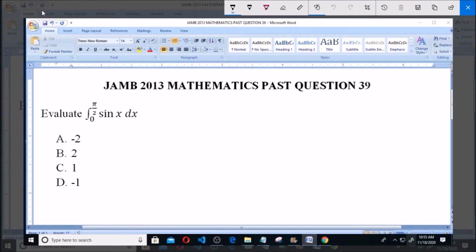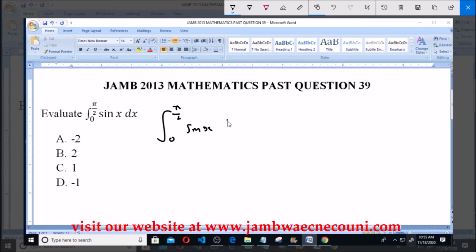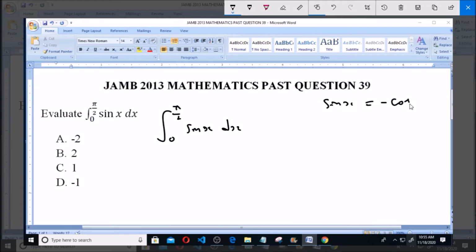I will be answering JAMB 2013 Mathematics Past Question 39. Evaluate the integral of sine x dx with limits pi over 2 and 0. Now, integrating this will give us, we have pi over 2, 0, sine x dx. Now, the integral of sine x is equal to minus cos x. So this will give us minus cos x.